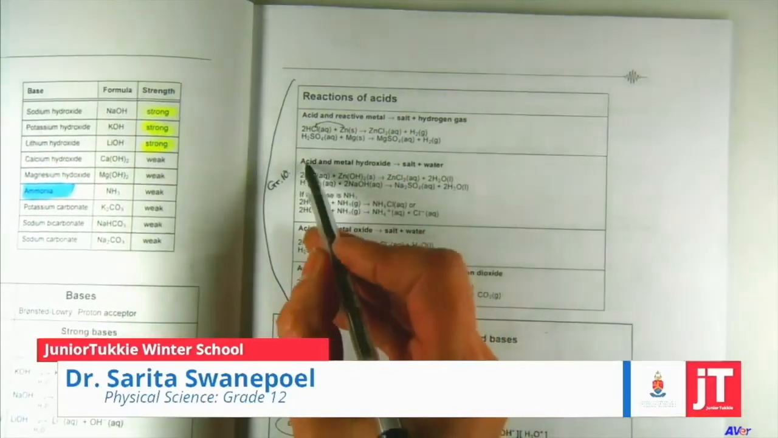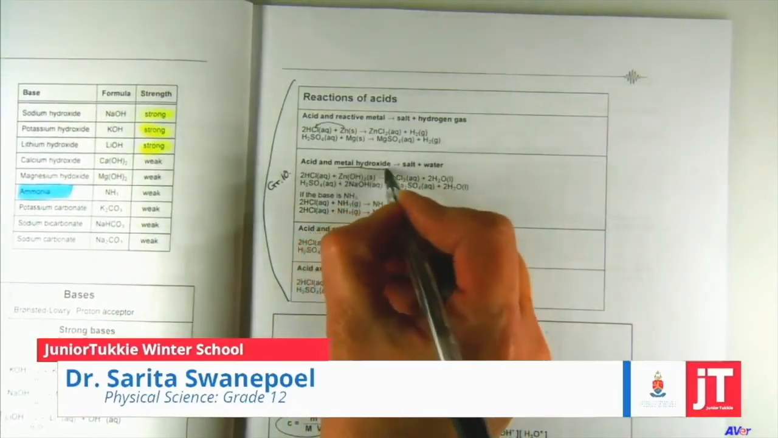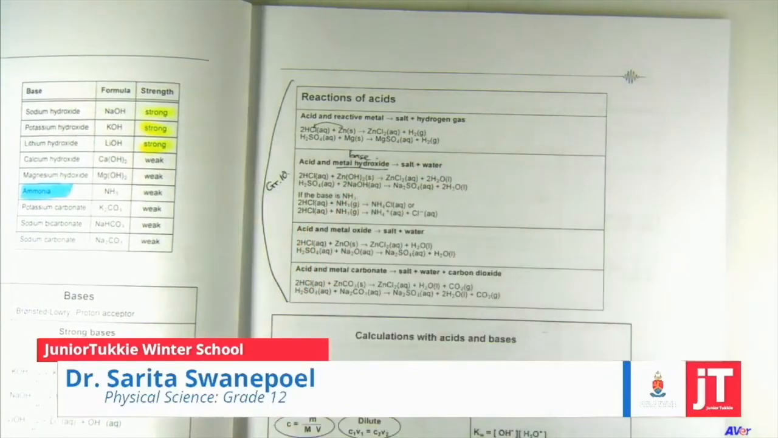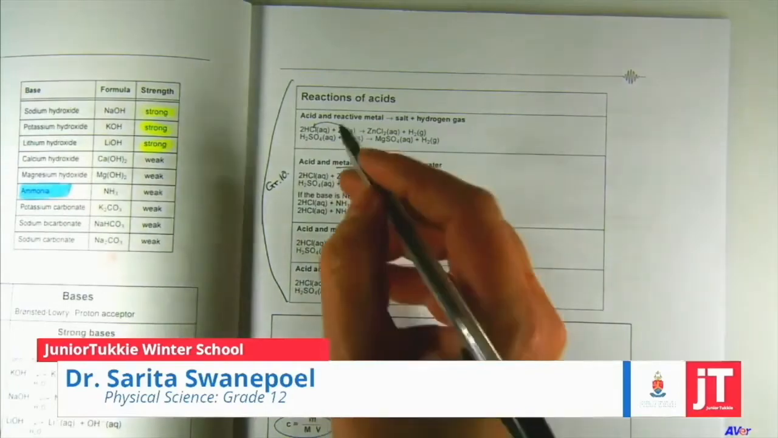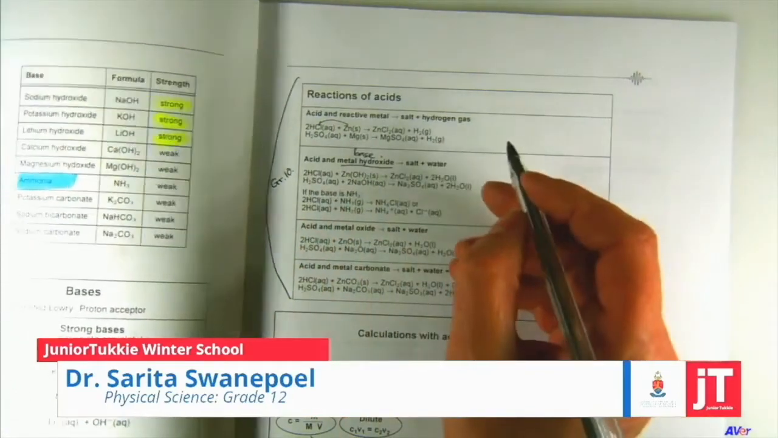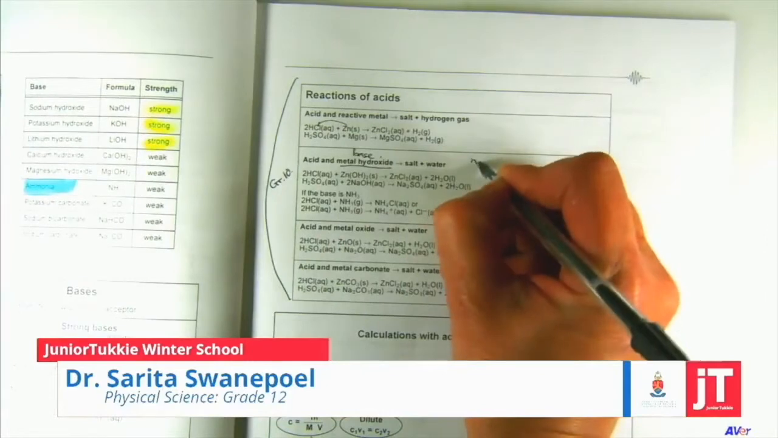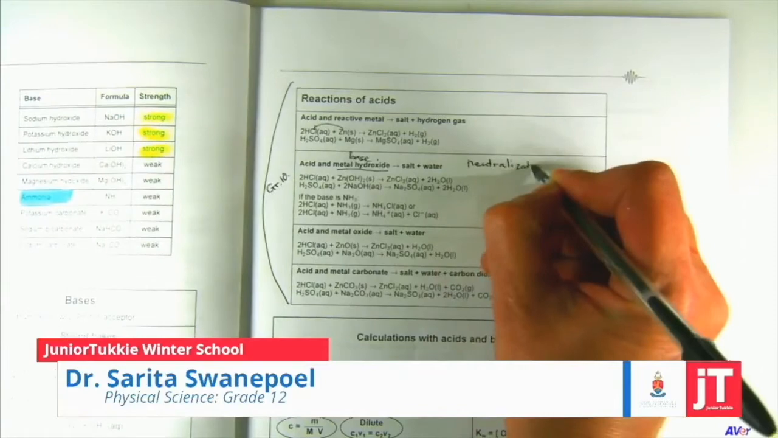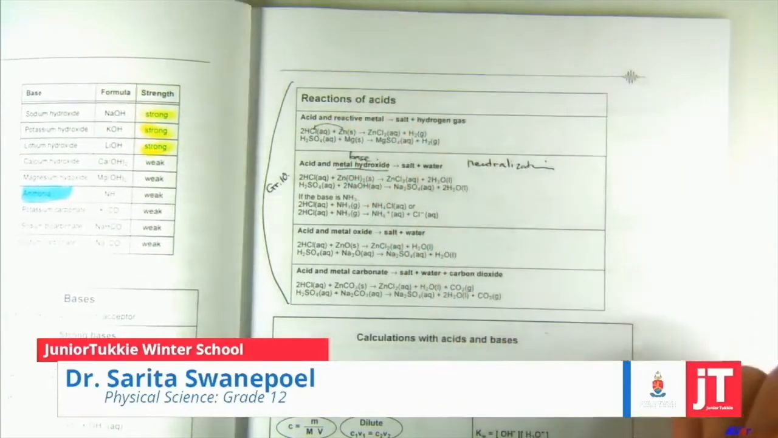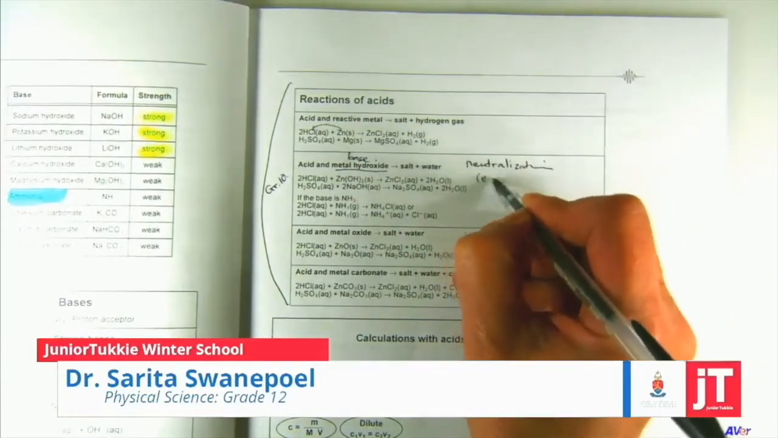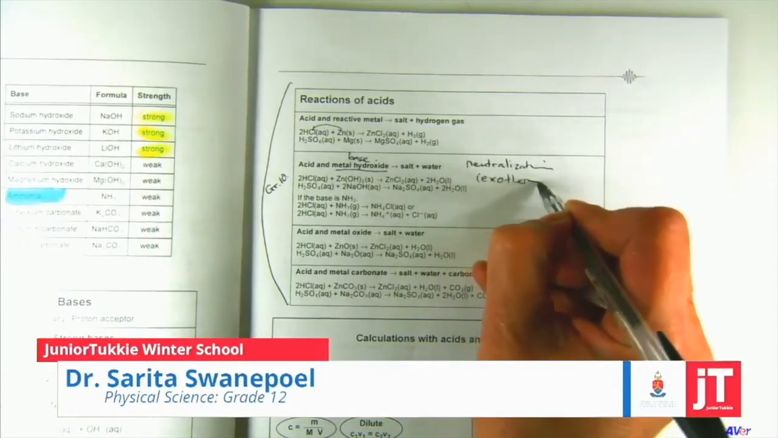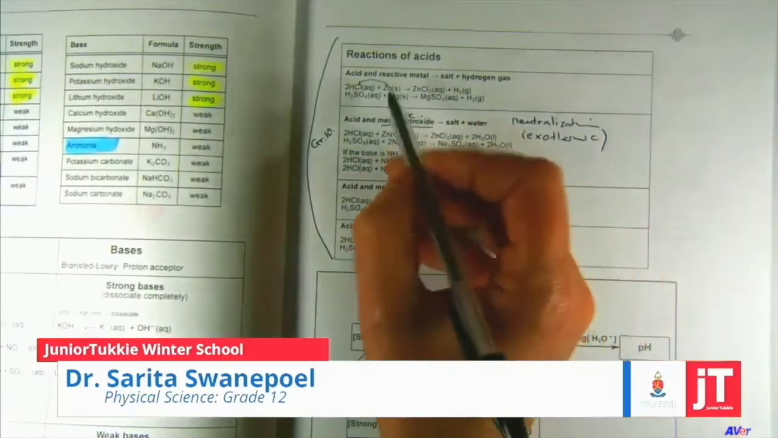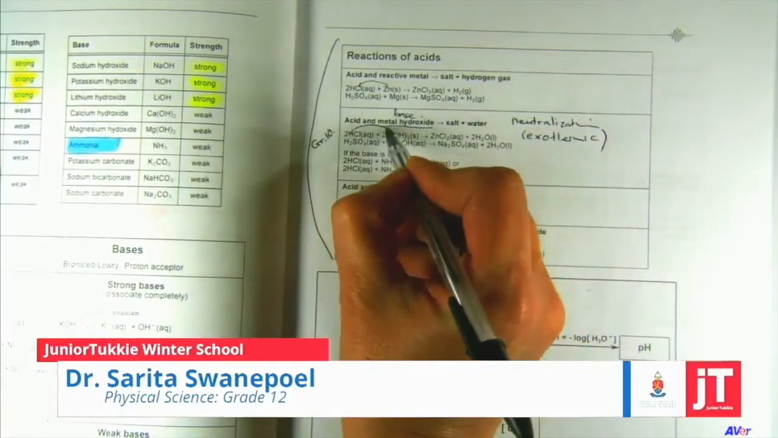Second one, acid and a metal hydroxide. What do we actually call a metal hydroxide? A metal hydroxide is a base. Right. Tell me another name that we give to an acid-base reaction. Neutralization. So whenever they say we've got neutralization, you have to have acid and base. And also remember, neutralizations are always exothermic. Always exothermic.